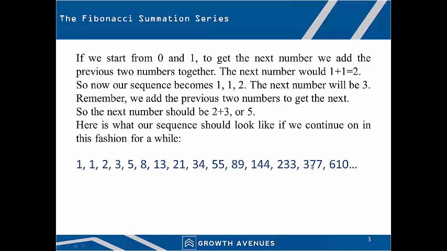That will give you 987 as your next number. And then 1597 will become your next number, and so on and so forth. Alright, so that's your Fibonacci summation series.